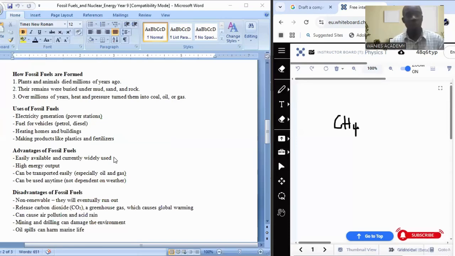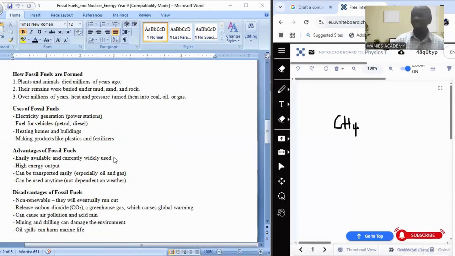So now, we use it in turbines, to drive turbines. That is electricity generation in power stations. Number two, we use it as fuel for vehicles, like petrol and diesel. Then we have heating our homes and buildings. Then we also have making products like plastics and fertilizers. See, fossil fuel is needed in all of this. Any question?